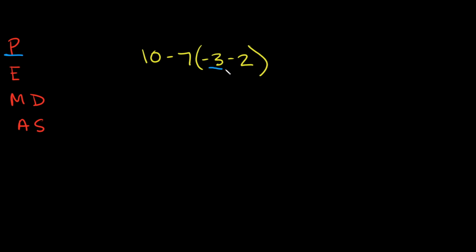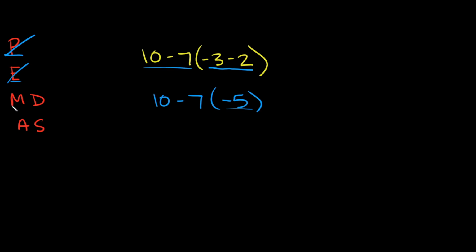So what is negative 3 minus 2? That would be negative 5. Okay, so now let's bring down our parentheses again, and then we'll bring down this part too, the 10 minus 7. Okay, so can I simplify what's inside of my parentheses anymore? No, it's just a number. It's just the number negative 5. So we're done simplifying our parentheses. Boom. Next we have exponents, but we can see we have no exponents here.